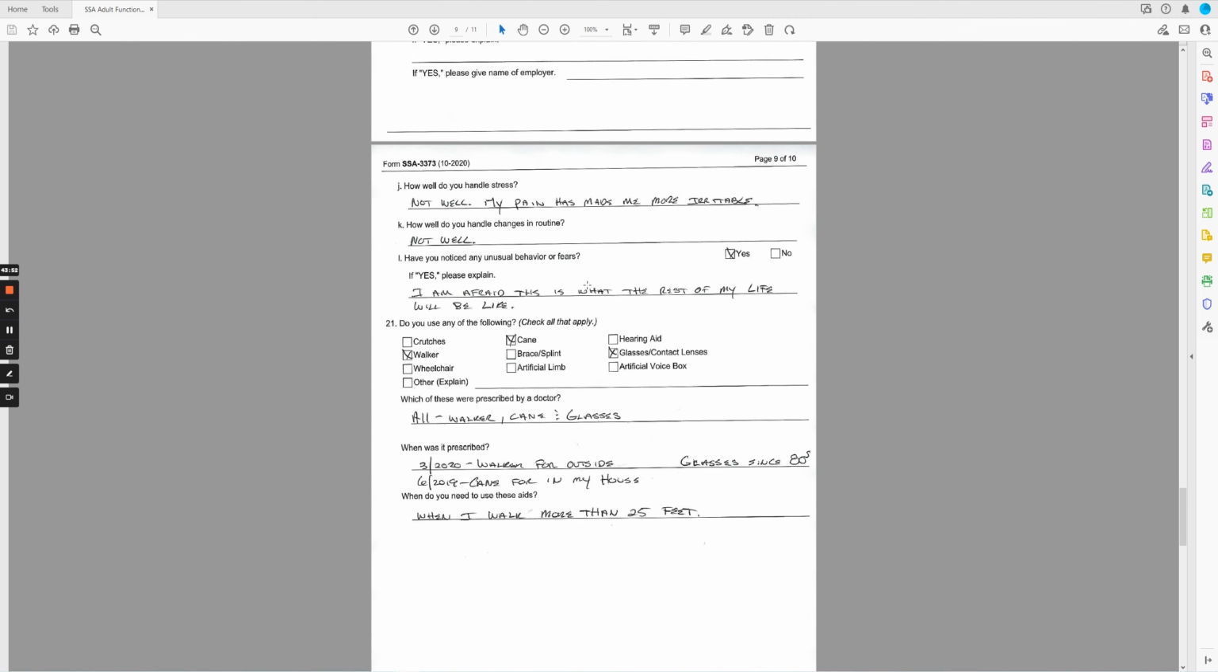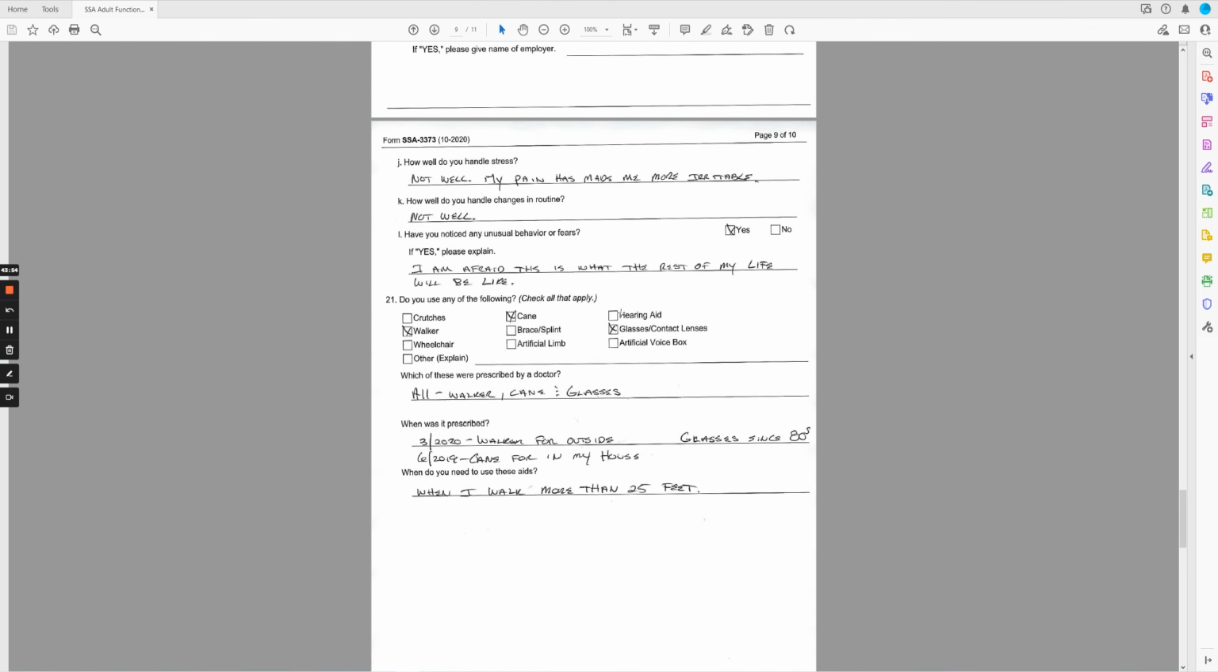How well do you handle stress? And I wrote not well. My pain has made me more irritable. How well do you handle change in a routine? Not well. Have you noticed any unusual behaviors or fears? Yes. I'm afraid this is what the rest of my life will be like. Do you use any of the following? Check all that apply. Walker, cane, glasses, or contacts. Which of these were prescribed by a doctor?